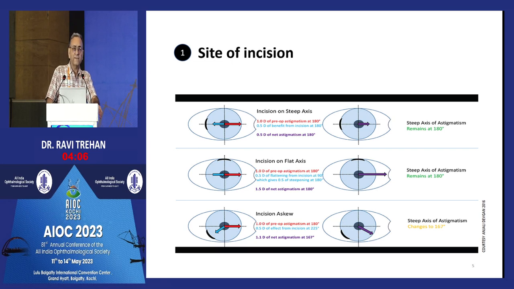So, the first topic is site of incision. Here, three incisions are given. In each case, one diopter of pre-op astigmatism is at 180 degrees, meaning ATR. In the first, the incision is given temporally, in the second, superiorly, and then obliquely. There are different effects. In the first case, astigmatism is reduced and the axis remains the same. In the second, astigmatism will increase. And in the third, the axis as well as astigmatism is changed. So we can use these data.